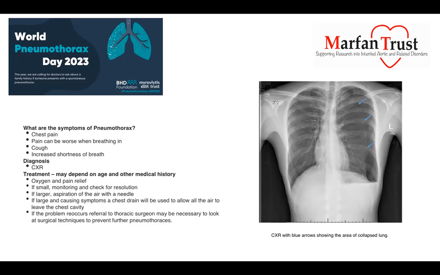Using local anaesthetic, a surgeon places a small tube into the chest cavity to allow the air to drain out. This requires a stay in hospital. If the problems recur, a referral to a thoracic surgeon may be needed to discuss possible surgical options to prevent pneumothorax in the future.